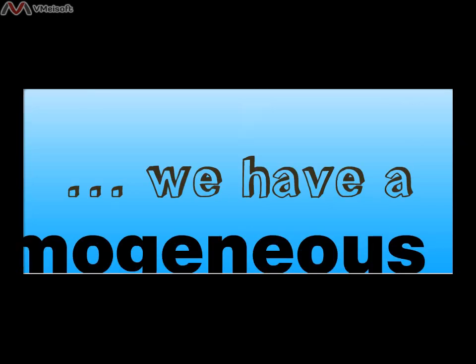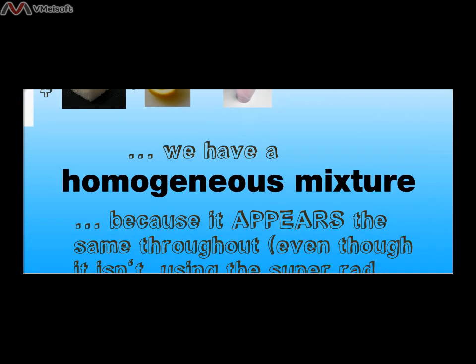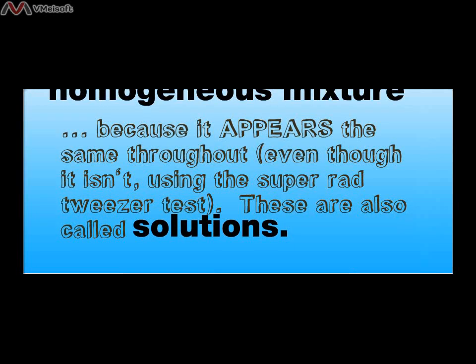Okay, this is a different type of mixture. You can still pluck out some water, some lemonade stuff, some lemon, but we call it a homogeneous mixture because it appears the same throughout. And think of that prefix homo. That means that it stays the same. Okay, it appears the same throughout, and even though you know it isn't, because you could use the super rad tweezers, you can't really differentiate visually between the different phases. These are called solutions. That's a fancy name for homogeneous mixture.